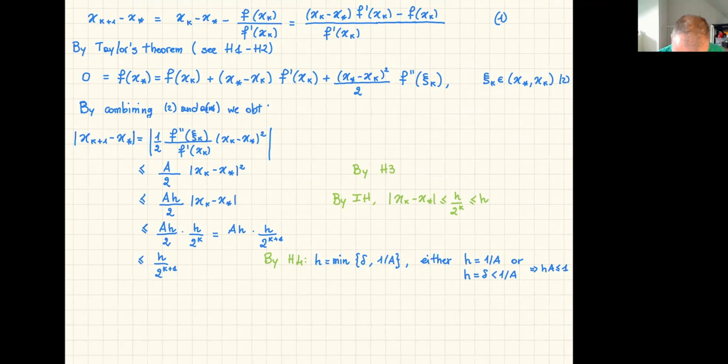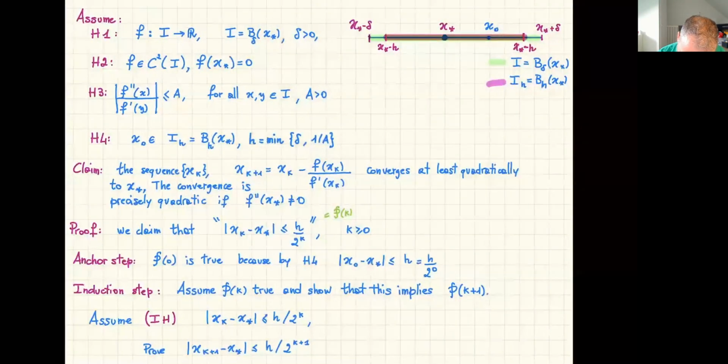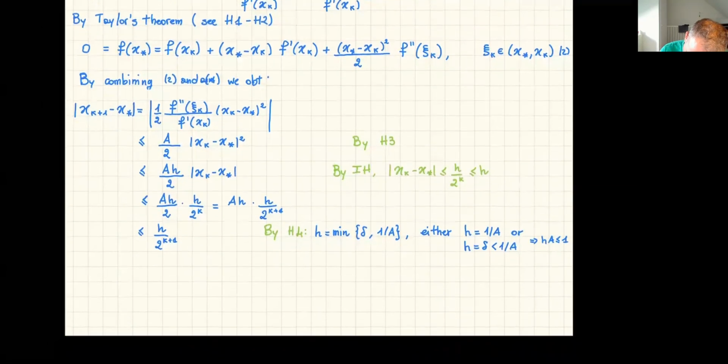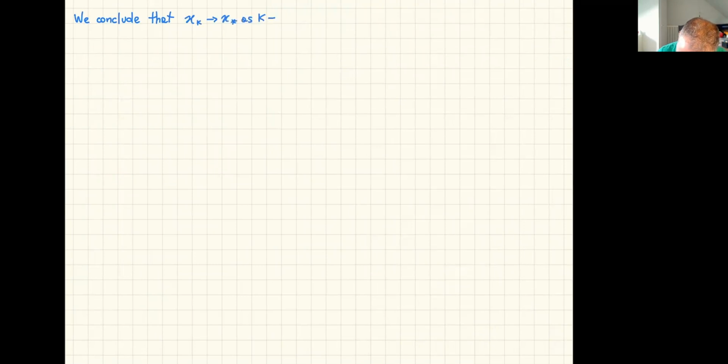Now, at this stage, let's revise where we are. We have just now proved that Pk implies Pk plus 1, and therefore Pk is true for all k. So we have that. So at this point, let me change page, and what we have is that we conclude that xk tends to x star as k tends to infinity.